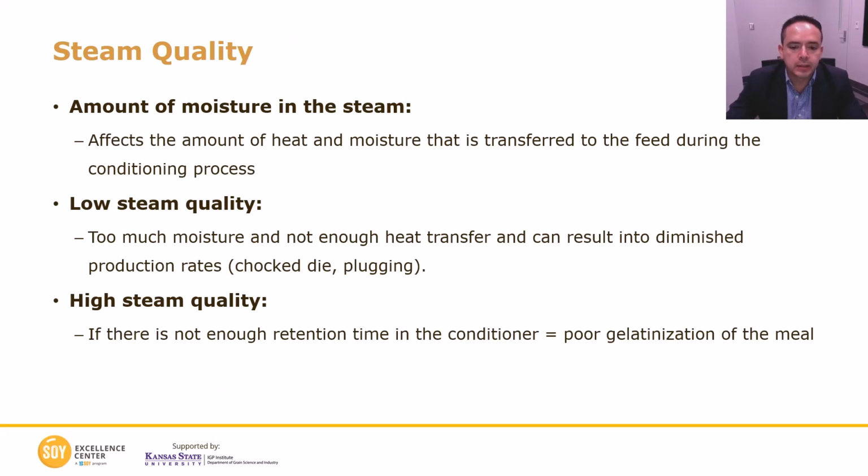And steam quality is very important because you are going to use steam during the conditioning process, and steam quality is the amount of moisture in the steam. This is going to affect the amount of heat and moisture that is transferred to the feed during the conditioning process. So if you have low quality steam, this means that the steam has a lot of moisture and not enough heat transfer, and can result in a reduction in production rates. This can lead to choke die, plugging, etc.